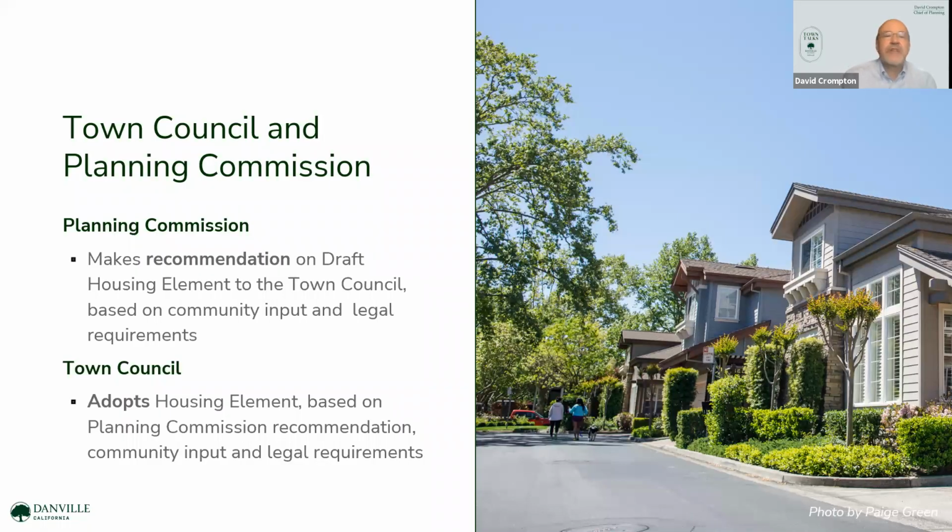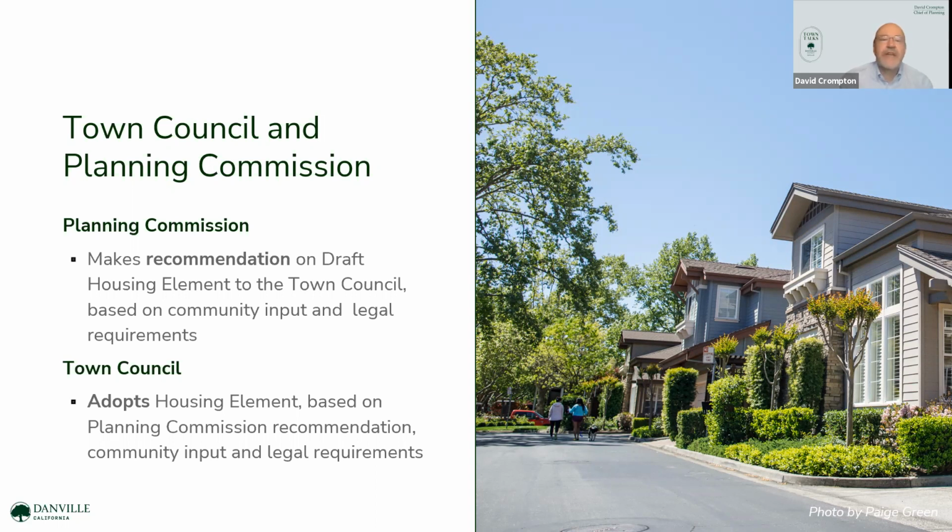For most communities, including Danville, the formal hearing process will include hearings in front of the Danville Planning Commission, which is made up of 8 individuals that are appointed volunteers by the town council. So they will hold noticed public hearings.